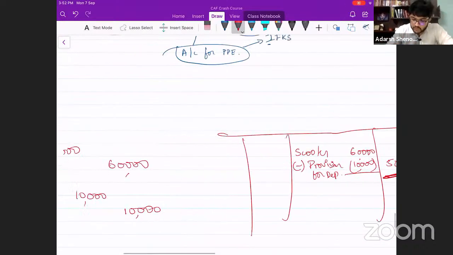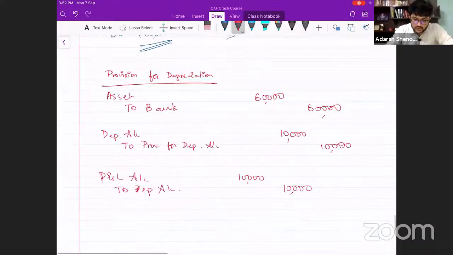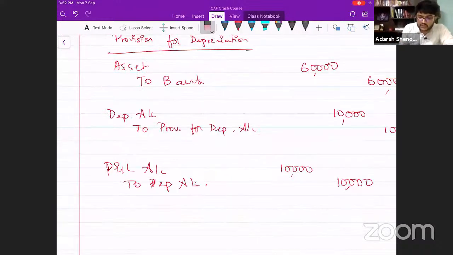If it was the normal method, what would we have done? Instead of charging to provision for depreciation, you would have charged to which account? Asset account. The asset account would have had a direct balance of how much? 50,000 rupees only. You would have reduced 10,000 rupees over there, you would have credited, and the asset account would have had a balance of 50,000 rupees directly.